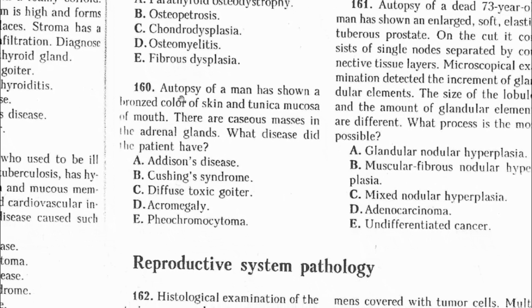160. Autopsy of a man has shown a bronze color of skin. Now, bronze color of skin is also another name for hypermelanosis and tunica mucosa of the mouth. There are caseous masses in the adrenal glands. What disease? Of course, Addison's disease.